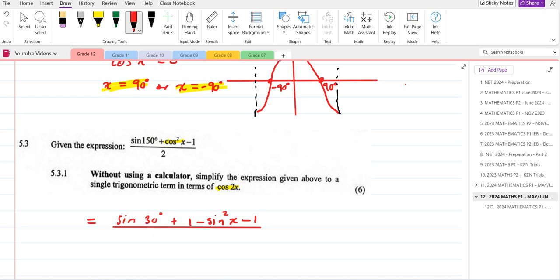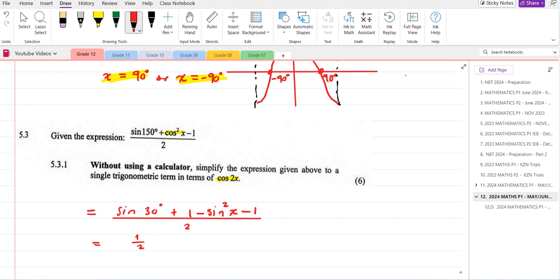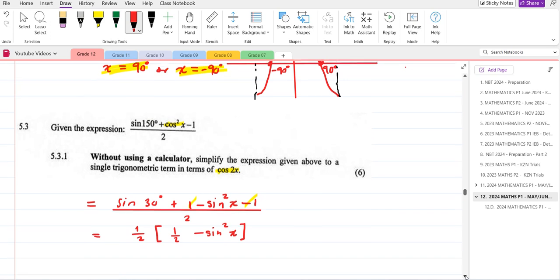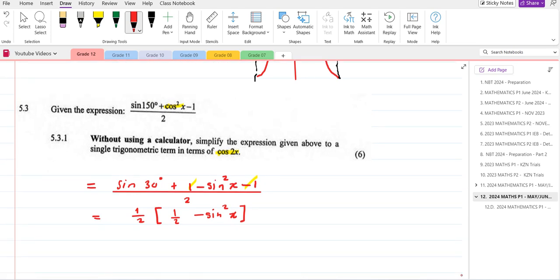So what I've got, sine 30 is half. Let's take this half out of the bracket, right? And let's work with the sine 30 only. So sine 30 is half, right? And let's cancel out the plus 1 and the minus 1, right? That cancels out. So I've got half minus sine squared x. Now how are we going to simplify this? Half minus sine squared x.